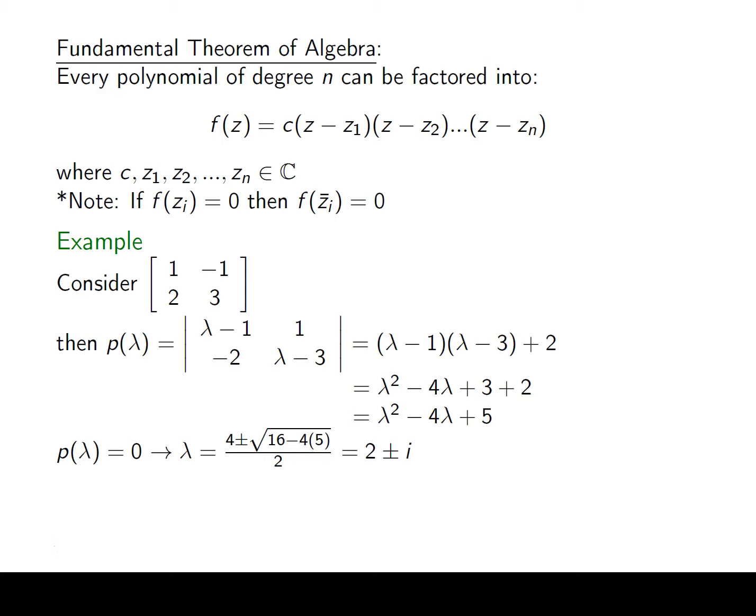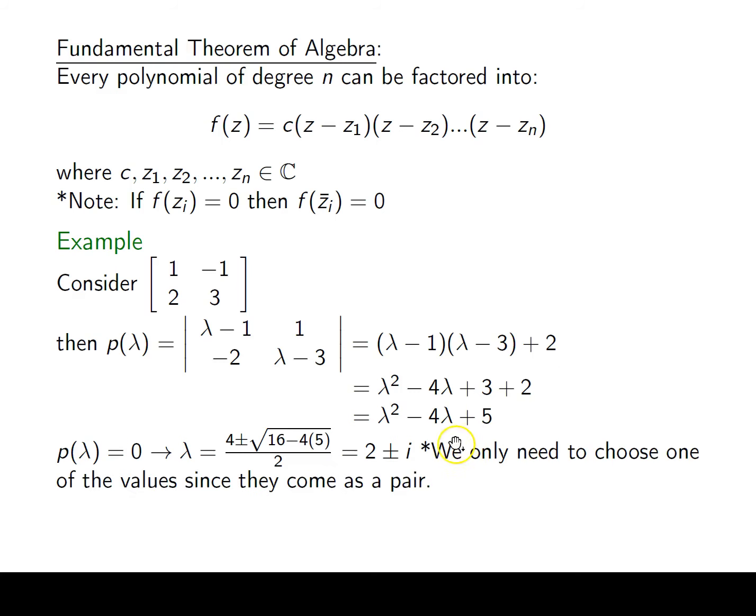Now, this gives me my two eigenvalues, okay? But since they come as a pair, I only need one, okay? So from the way that complex numbers work, I only need to grab one of these, okay? Your book tells you to grab the one that is 2 minus i, or a minus b.